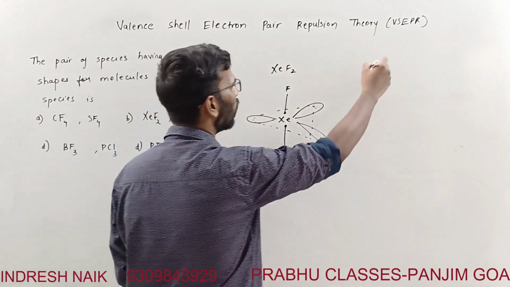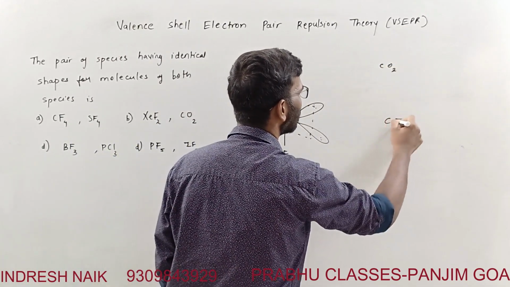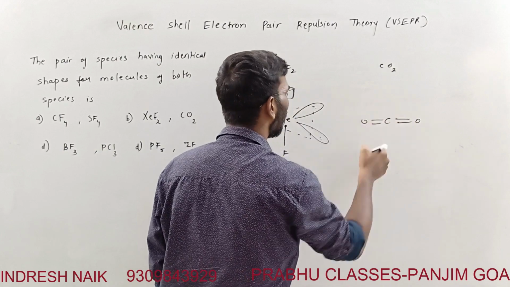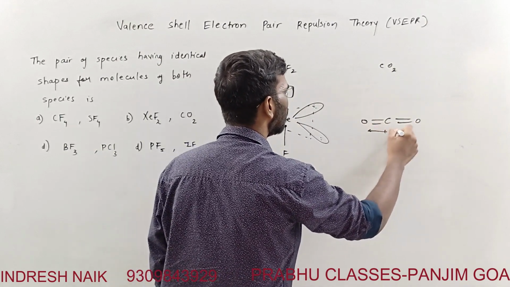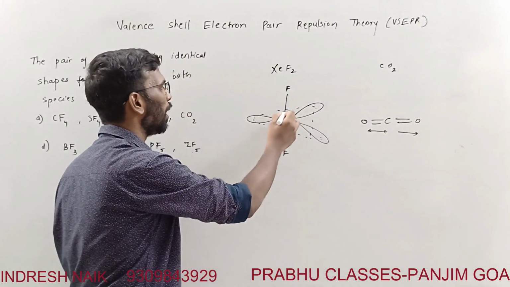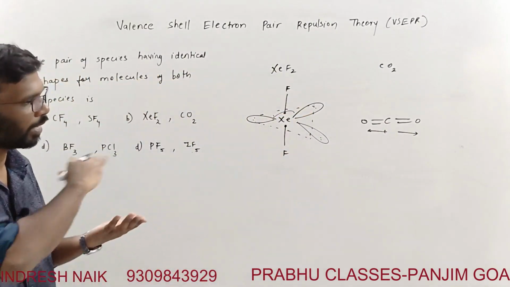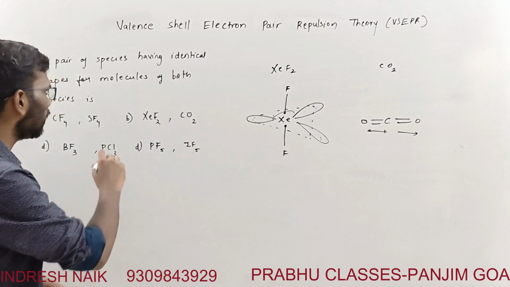And what about carbon dioxide? Carbon dioxide is this way, linear structure. There is no lone pair on this, right? So this is linear, right? So this is a maximum angle where the lone pair can stay up, but that is in one plane. So the answer is option B.